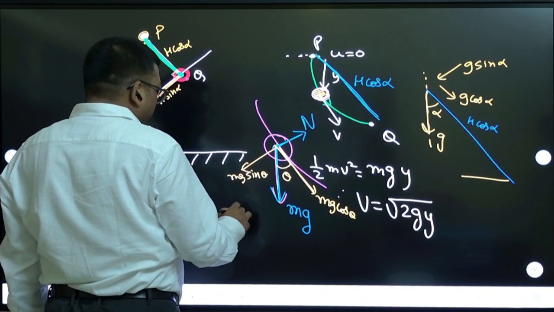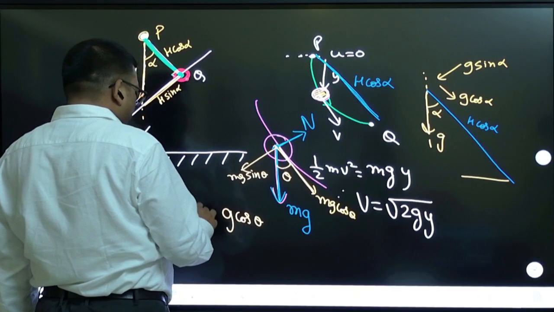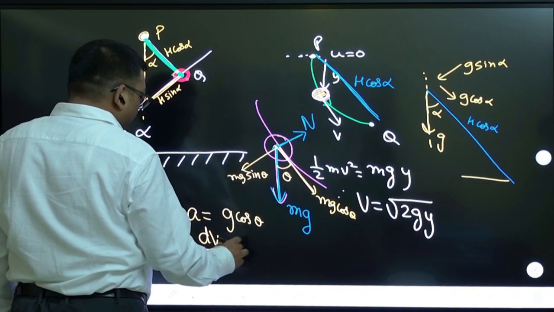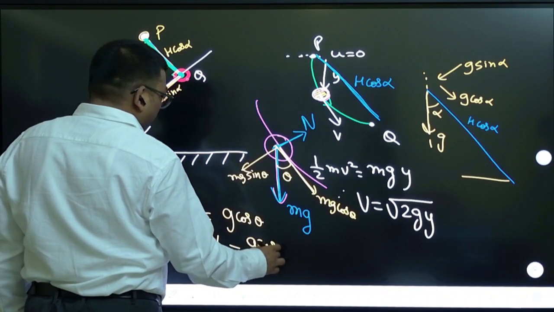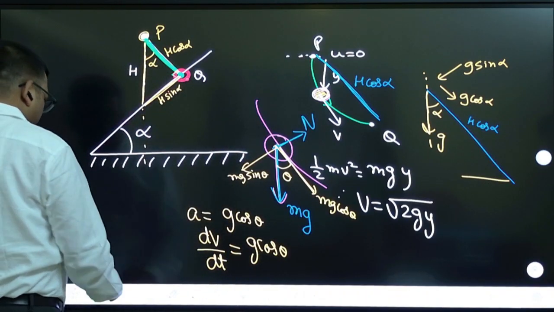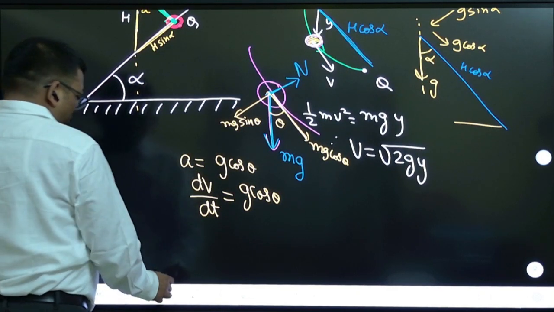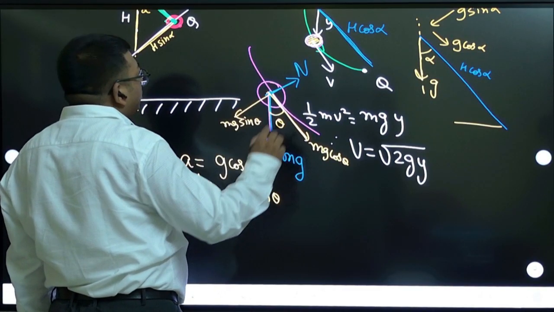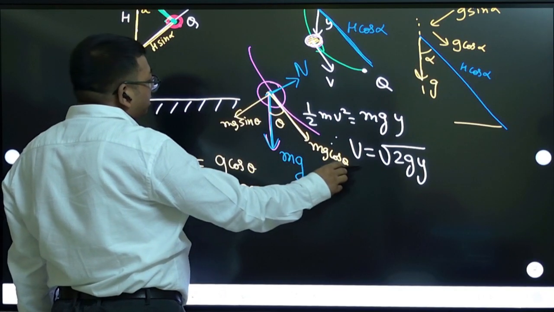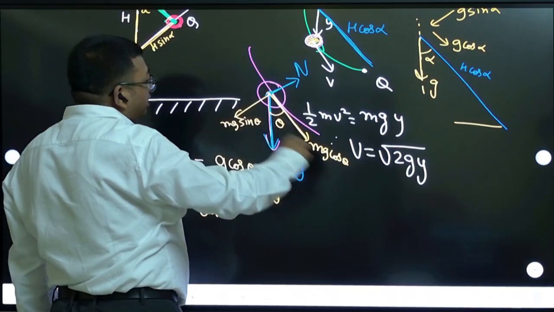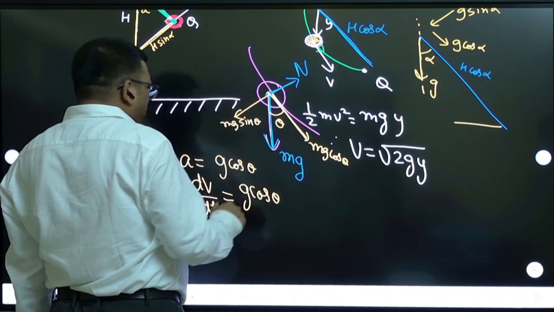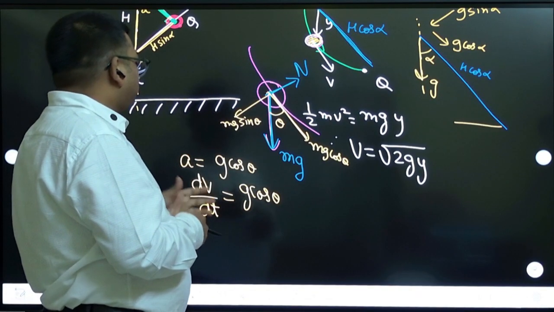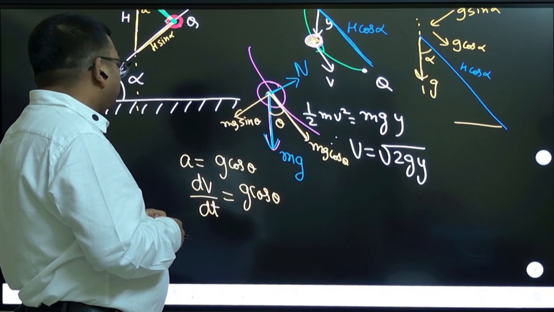So I will take that cos theta as the acceleration, which I can write as dv by dt, because only in this direction the velocity will change. We know what the final velocity will be by energy conservation, because it is going to that height, so we can think about it. But how theta changes, that is what we need to think about. How this theta is changing with time, that is what we need to do.